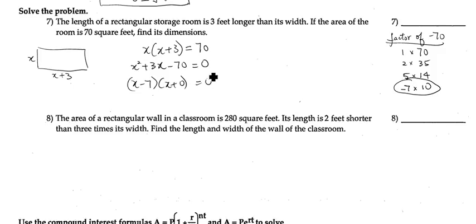So from this, we can tell x minus 7 equals 0, so x is equal to 7. X plus 10 is equal to 0, then x is equal to negative 10. Can x be negative? Can we have a negative length? So we need to reject this one. So x is equal to 7.